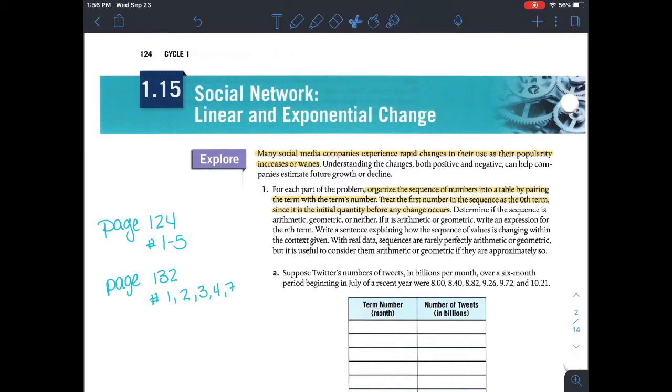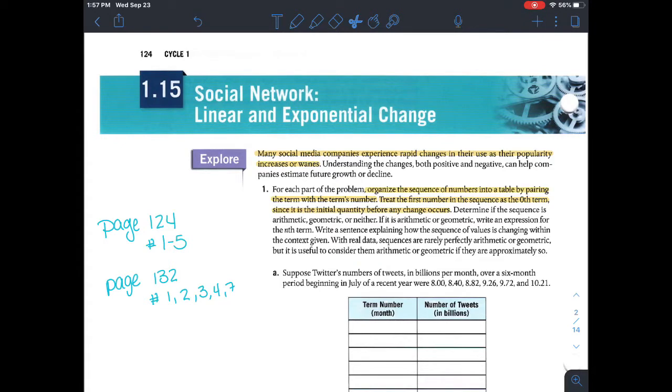So many social media companies experience rapid changes in their use as popularity increases or wanes. Understanding the changes, both positive and negative, can help companies estimate future growth or decline. For each part of the problem, organize the sequence of numbers into a table by pairing the term with the term number. Treat the first number in the sequence as the 0th term, since it's the initial quantity before any change occurs. So this is kind of like your y-intercept.